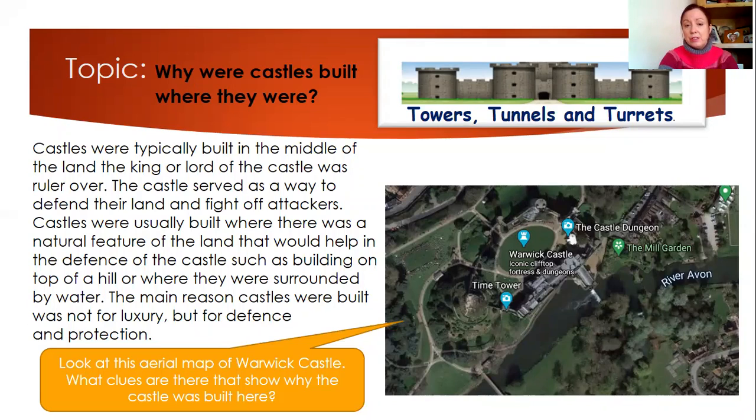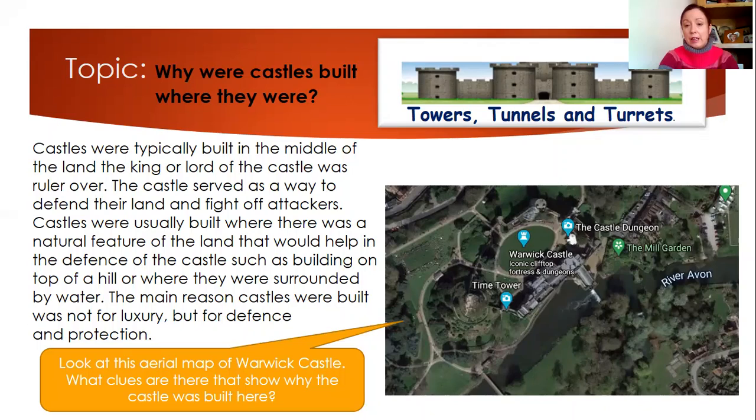Castles were usually built where there was a natural feature of the land that would help them in the defence of the castle, such as building on top of a hill or where they were surrounded by water. The main reason castles were built was not for luxury, but for defence and protection.